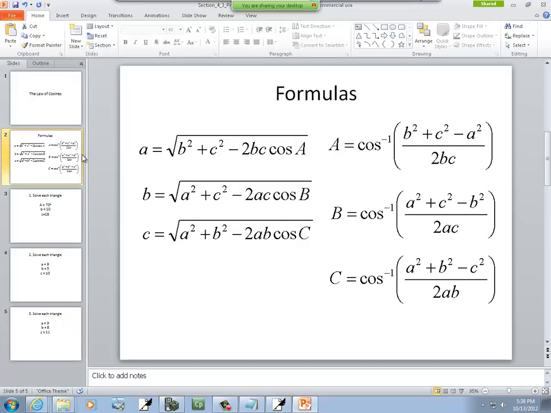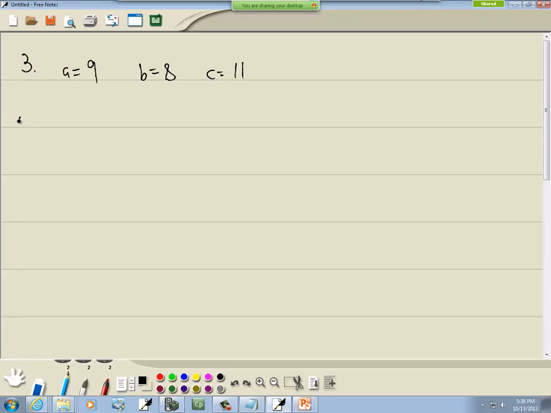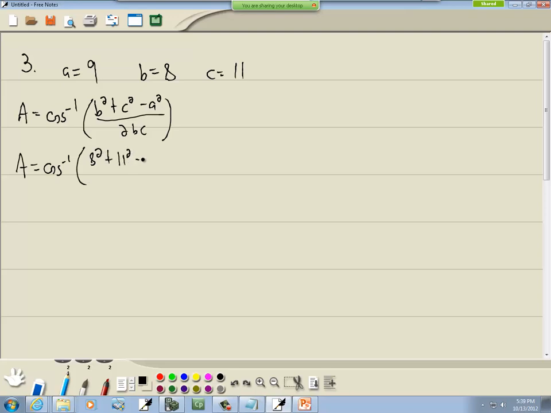Okay, back to our formulas. Obviously, these ones on the right are the perfect ones because these over here you have to know some of the angles, which we don't know any angles, so we have to use these. Okay, so for angle A, it's equal to inverse cosine of B squared plus C squared minus A squared over 2BC. So we got inverse cosine, 8 squared plus 11 squared minus 9 squared, over 2 times 8 times 11.